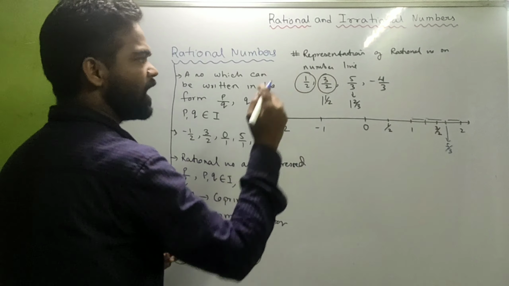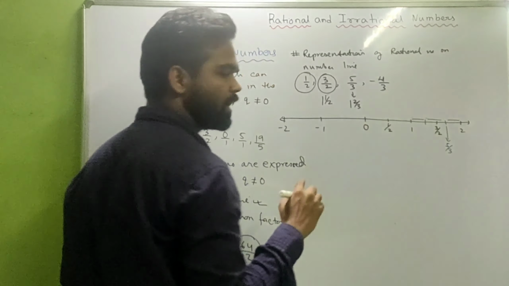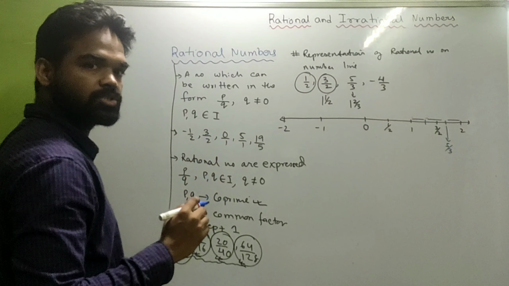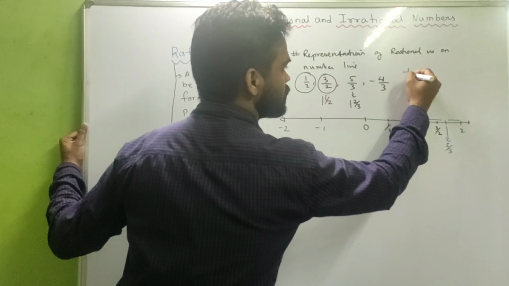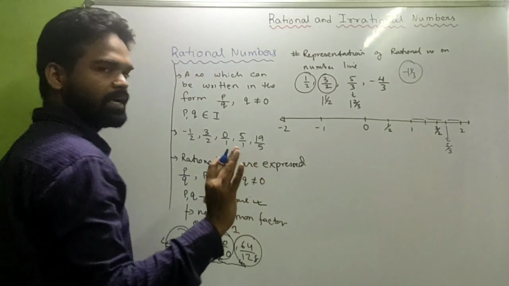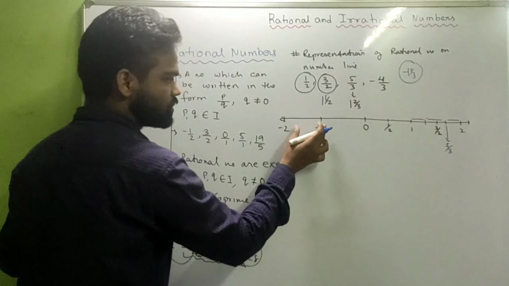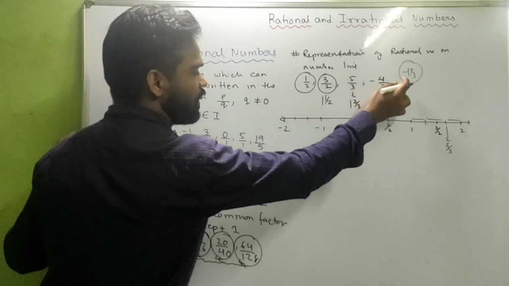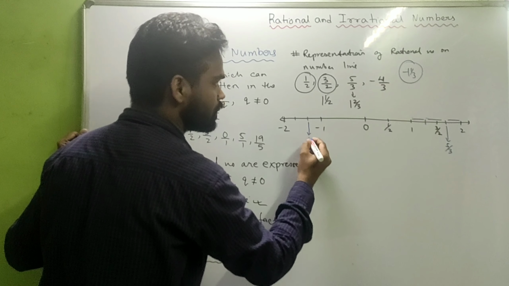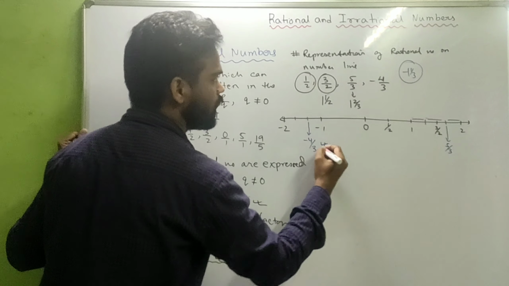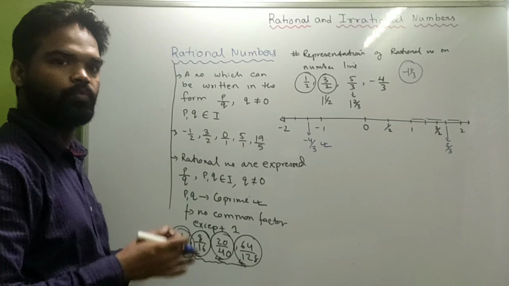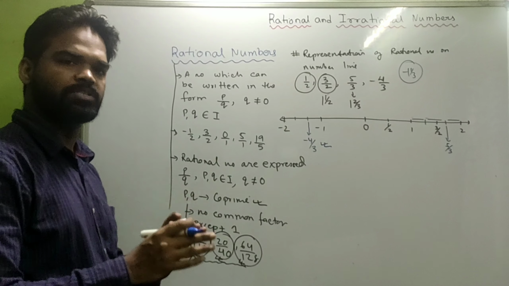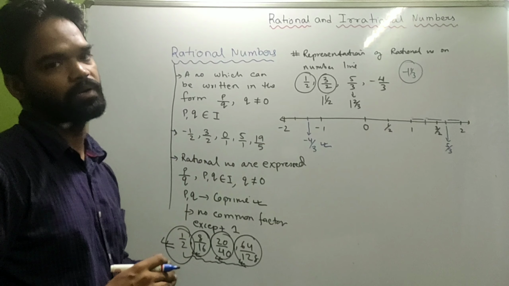Minus 4 by 3. Minus 4 by 3 means minus 1 and 1 by 3, which means it lies between minus 1 and minus 2. This is what we get if we write it as a mixed fraction, though we don't generally write it that way. 1 by 3 means we divide this into 3 parts, and the first part is this one. Am I clear? So this is how we represent a rational number on the number line. We can represent all rational numbers on the number line.